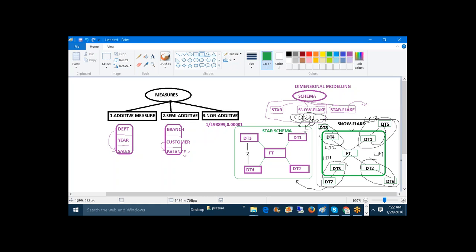But the conversion of snowflake to star is not recommended. Okay, so it's all about the basics of the data warehouse. To work with any BI application, you need these basics. Without these basics, you cannot work properly in real time.